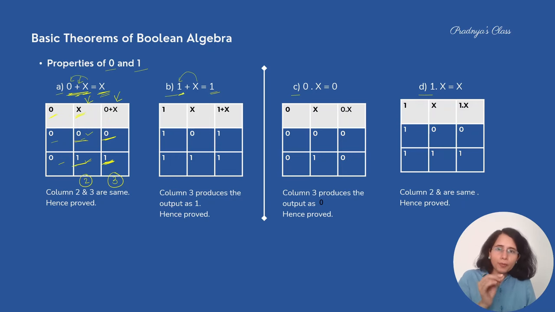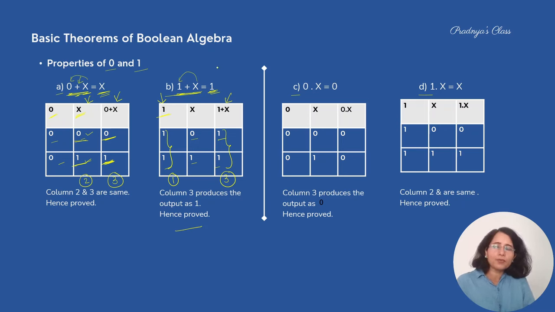Now we have to check the property of 1. So 1 plus x will be 1. First we take this logical constant 1, which means the value will be 1. Next the variable: for the variable we take two values, 0 and 1. Now we perform the OR operation on this constant and this variable, and we should prove that it is 1. You know for OR operation, if any one input is 1, we get output 1. So here also we are getting 1. Now look at the column 1 plus x. You can see here the output is 1. That's why we can say that 1 plus x is equal to 1. Hence we have proved this.